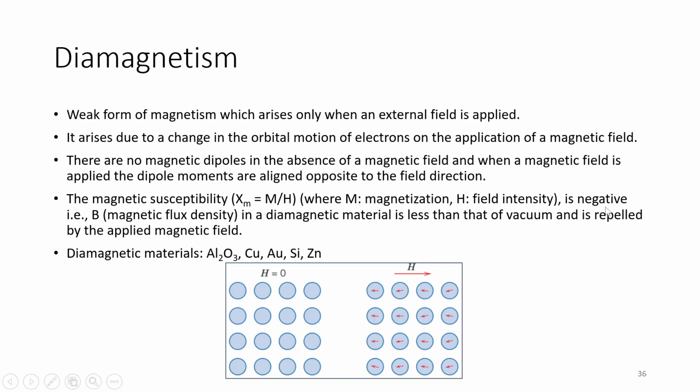and this is negative, which means that B, the magnetic flux density in a diamagnetic material, is less than that of vacuum, and it is repelled by the applied magnetic field. The diamagnetic materials are alumina, Al2O3, copper, gold, silicon and zinc.